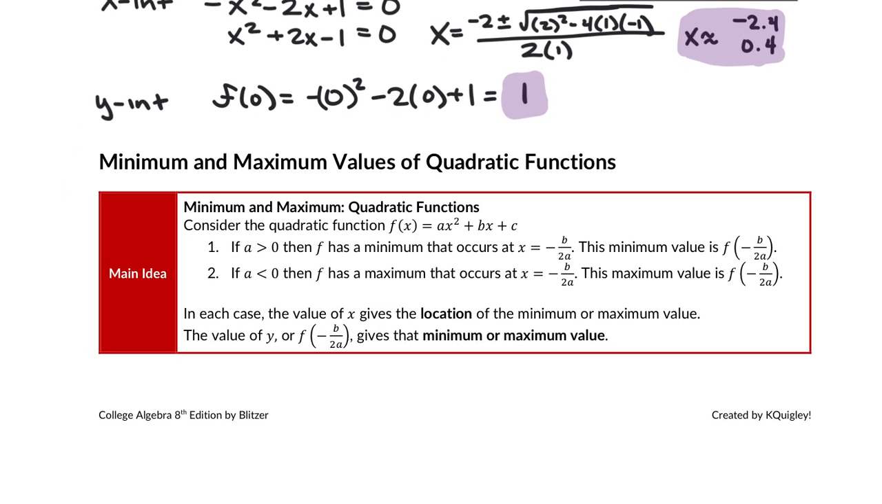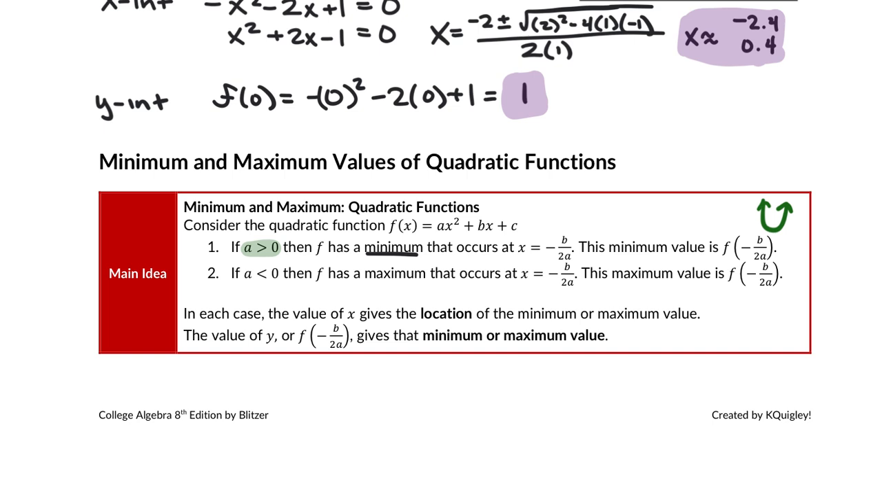The last bit of information here is kind of a shortcut for your brain to take. If I'm asking you to find the maximum and minimum values of a quadratic function from standard form, we know that if a is positive, meaning it opens upward, then the parabola is a happy-looking parabola. A happy-looking parabola is going to have a minimum for that function, and it occurs at that vertex, negative b over 2a, and the minimum value is evaluated there.